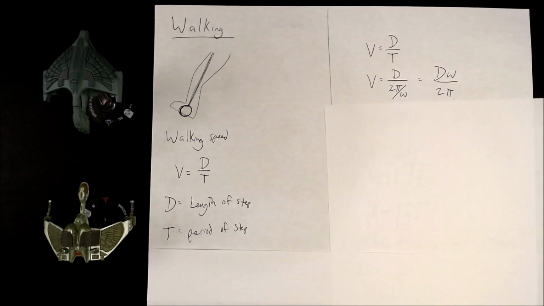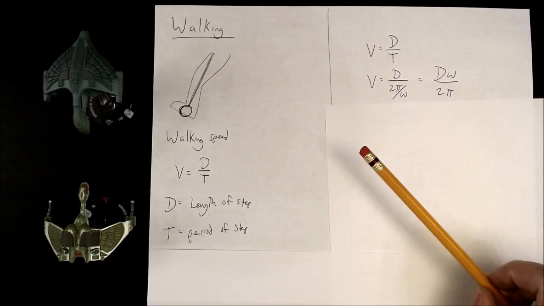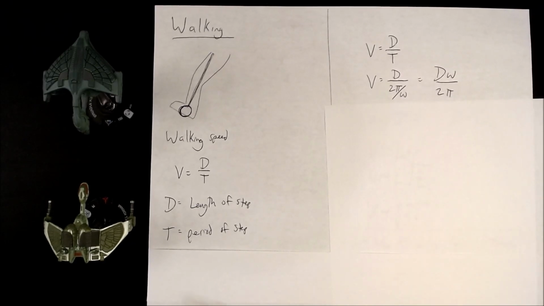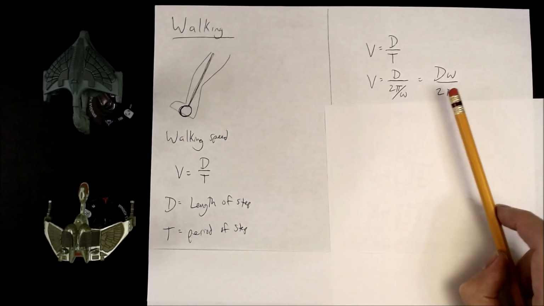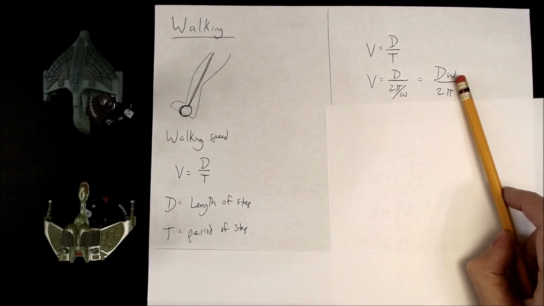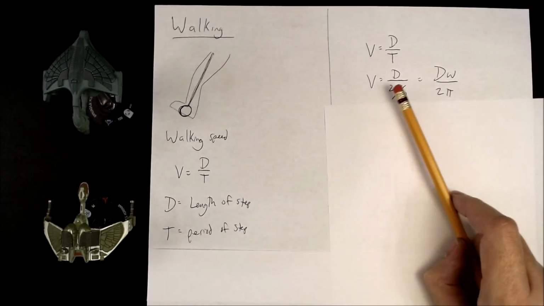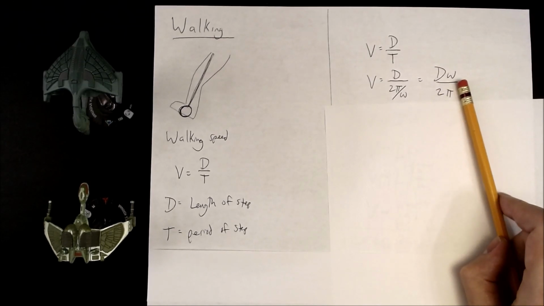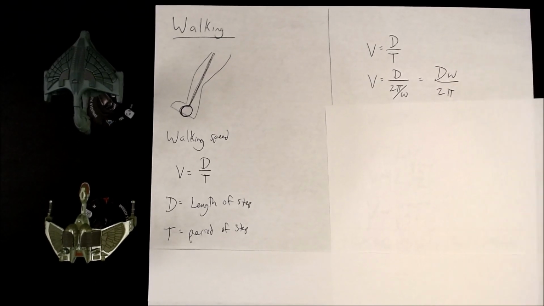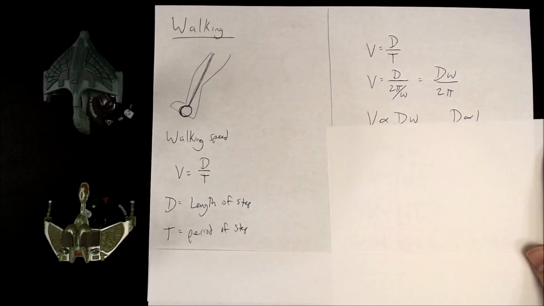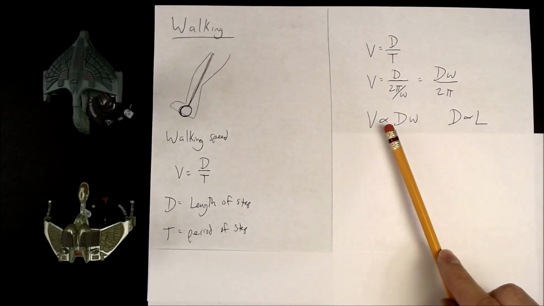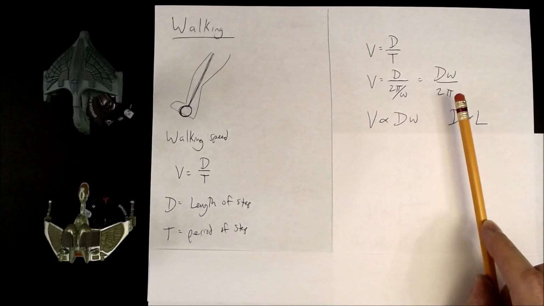Well, what is t? As I showed you on a previous piece of paper, t is 2 pi over omega. So I can do a little bit of algebra and get the omega up top. So now the velocity is going to be the length of your step times the frequency of your steps divided by 2 pi. Well, I don't really care about the exact number because none of this is going to be exactly exact. So I'm going to make this proportional instead, and I'm going to get rid of the 2 pi.